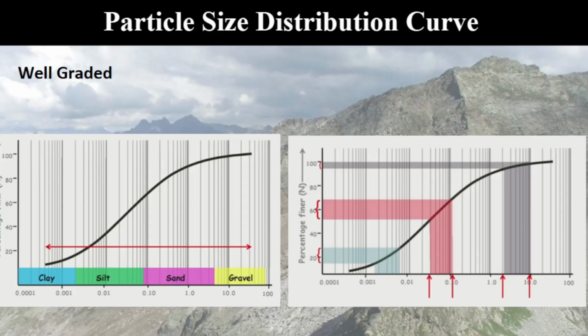So the graph has about a 45 degree curve, and it tells you about the material's grain size distribution, but it might also tell you some information about where it has come from, as I told you, or what has happened to it after it has been deposited.